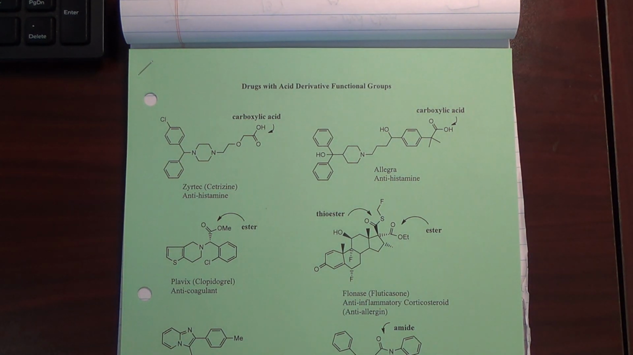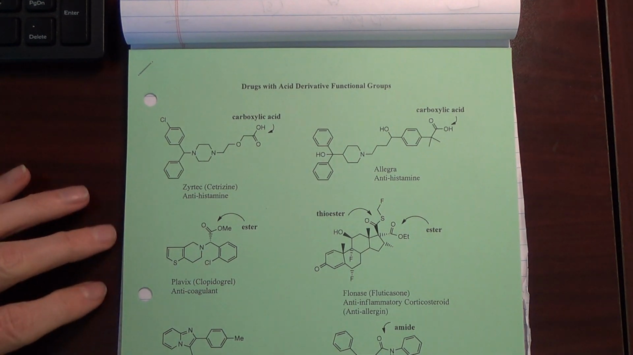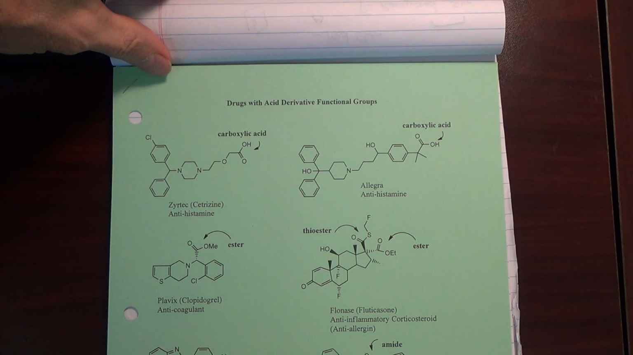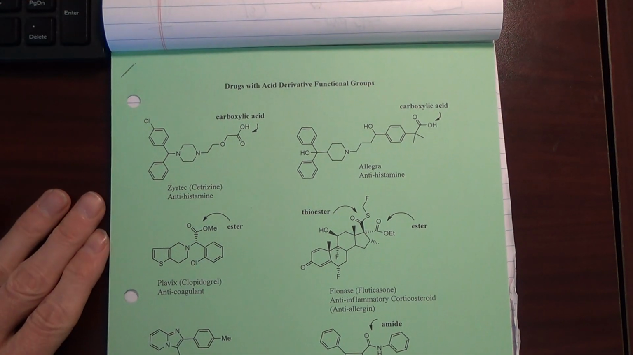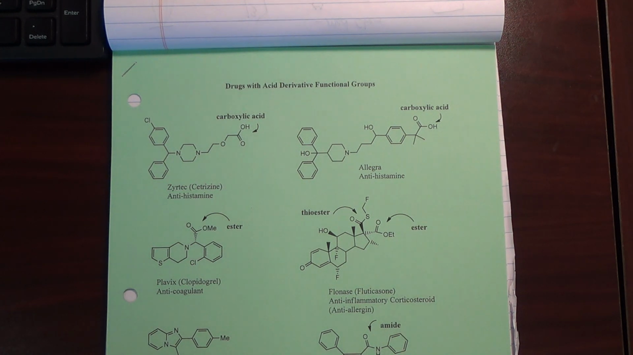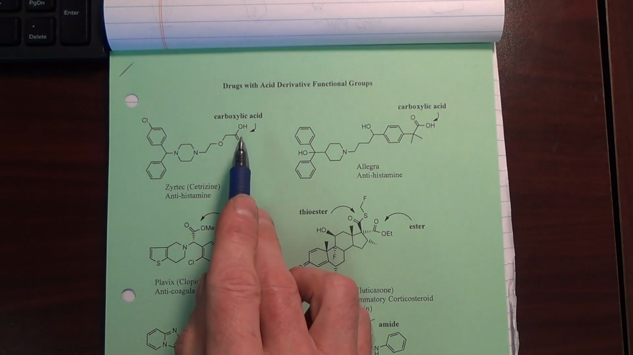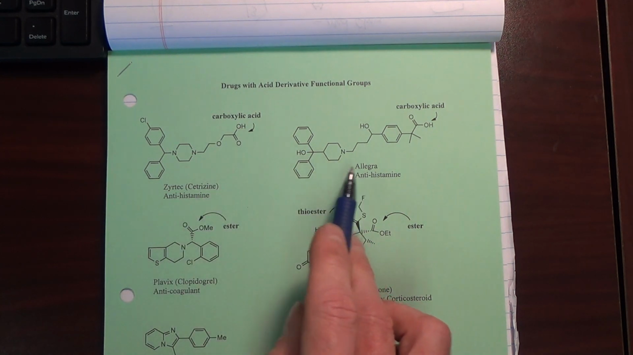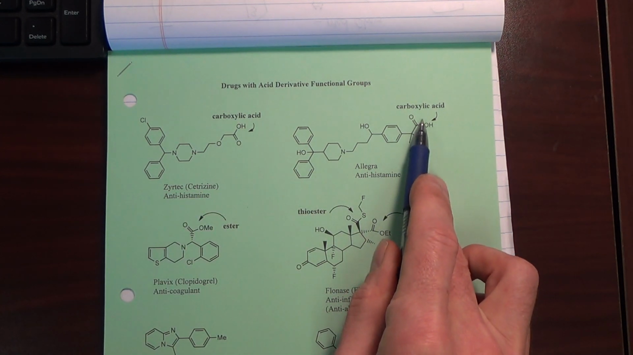Hi guys, let's begin our look at the chemistry of acid derivatives, that is carboxylic acid derivatives. First off, functional groups. This page here shows a variety of drugs with the carboxylic acid derivatives highlighted. Actually, the first two, it's actually a carboxylic acid. Here in Zyrtec and Allegra, carboxylic acid, of course.